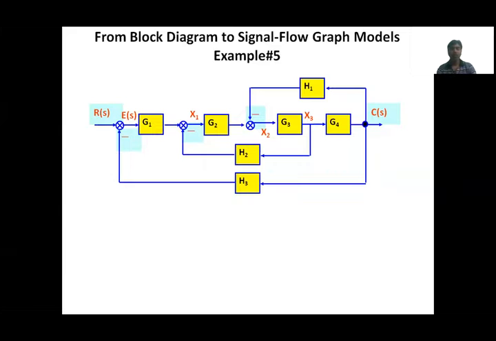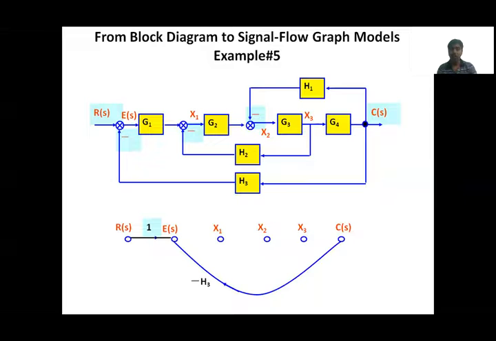Now let us go for one more example. Here block diagram is given. Now we will convert first into the signal flow graph, then we can easily find the transfer function. I told you already, each summing point you have to keep as a node, then draw it slowly. From R of S to the first summing point, there is no gain, that means straight line 1 you have to keep. From C of S to this summing point you have minus H3, because summation is having minus sign, so it is minus H3.